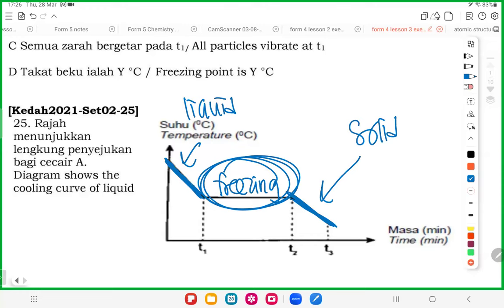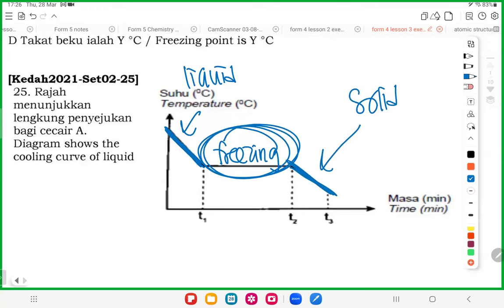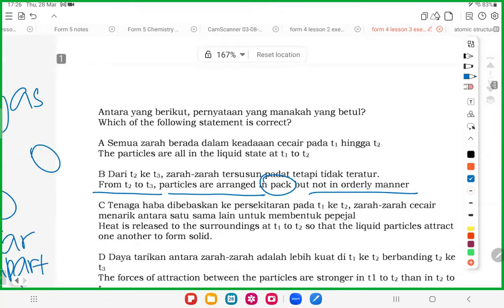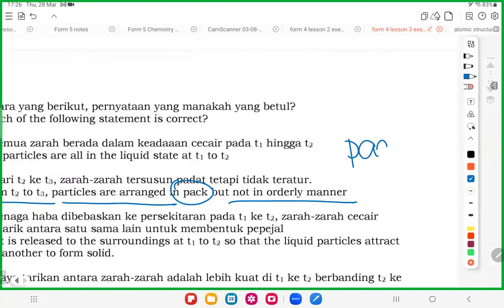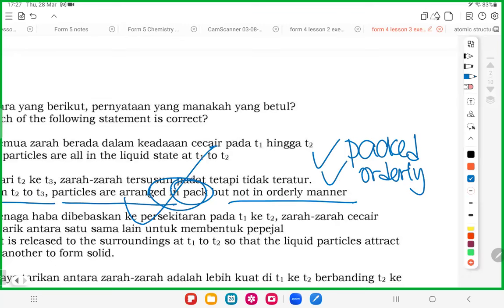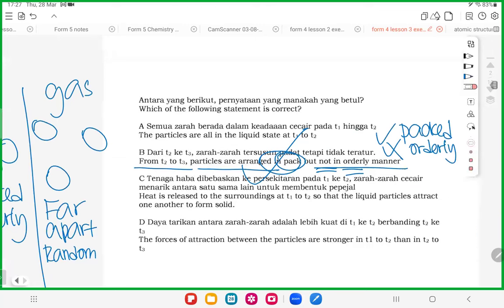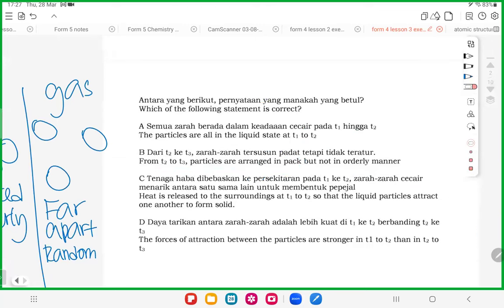So when everything has become solid, what is your arrangement? When everything becomes solid, you should be squeezed together, packed, and very, very orderly. True or not? You should be packed and orderly. They say packed, good, but they say not orderly, wrong. So answer B is out, because by right, solid should be packed and solid should be orderly.